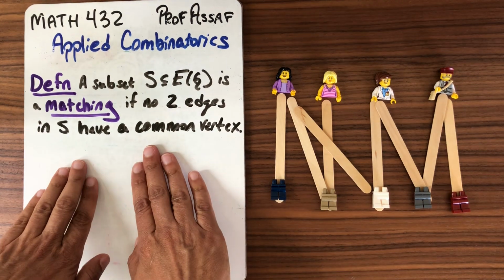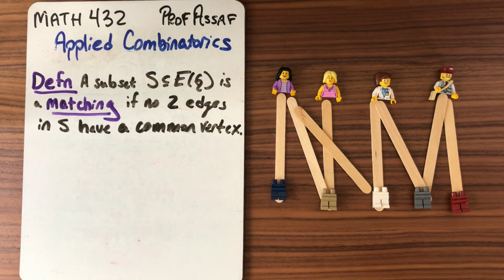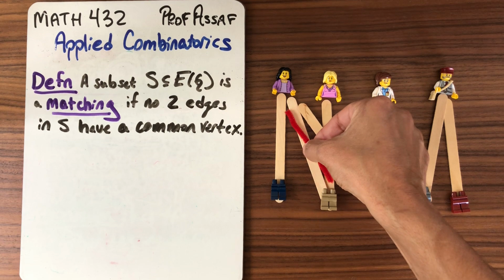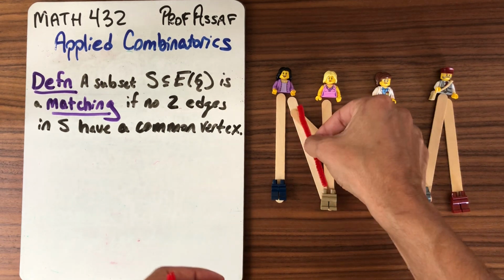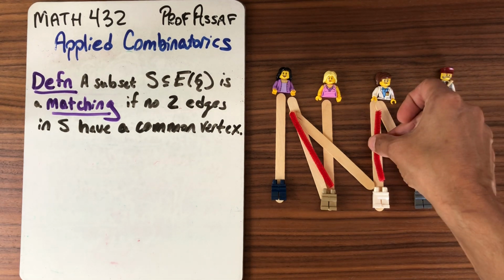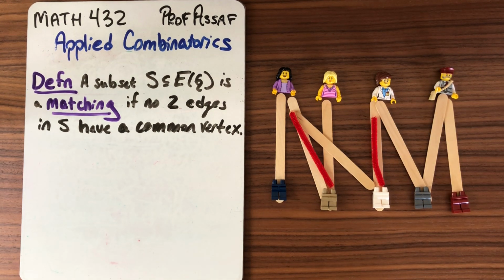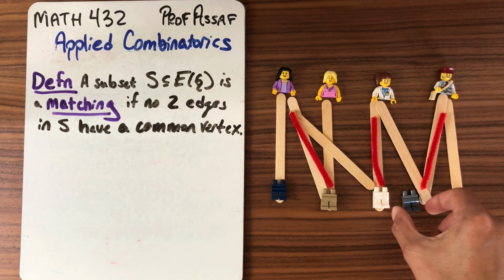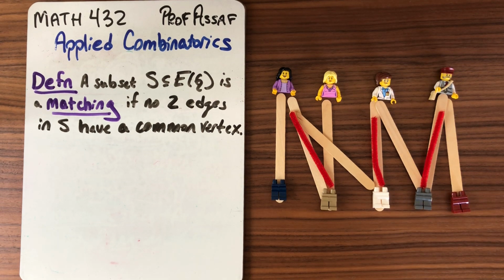So what's a matching? A matching is just a subset of the edges that I pick that have no common vertex. For example, here is a matching. Taking one edge is always a matching because there's no common vertex. But here I could do a little bit better. There, that's a two-edge matching. And then maybe I could even go like this, and now I have a three-edge matching. So this is an example of a matching on this particular graph.